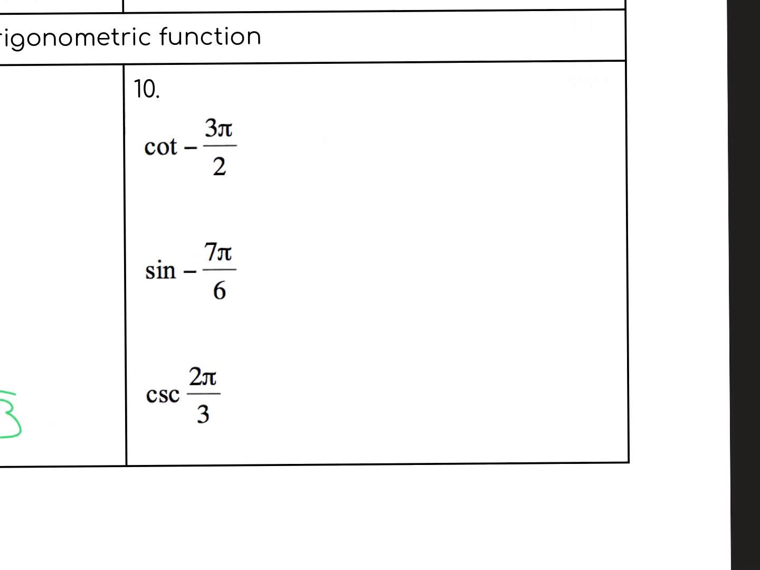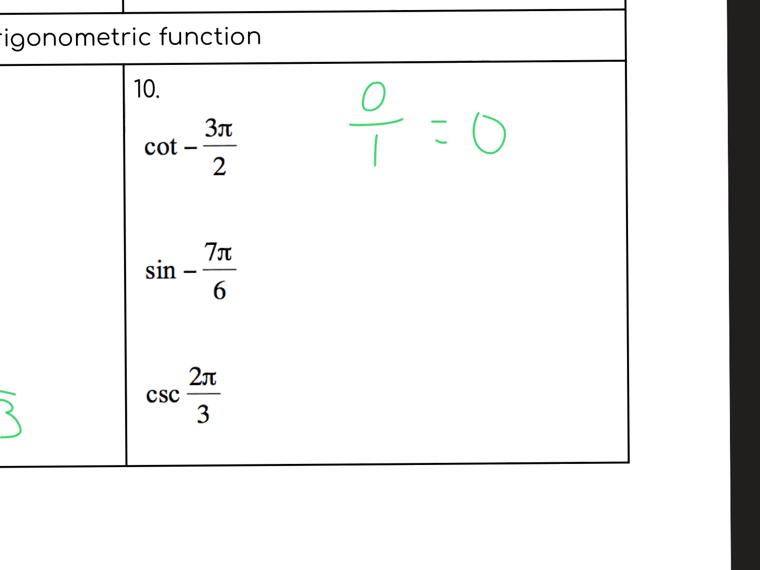Cotangent. So cotangent is cosine over sine. 3 pi over 2 is the same thing as pi over 2. Well, at least reference angle-wise. So cosine of pi over 2 is 0. Sine of pi over 2 is 1. And that's 0. I don't have to worry about positive, negative.